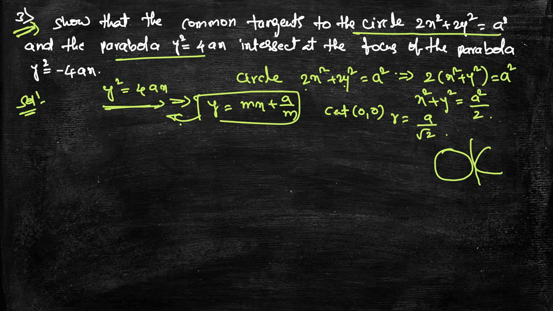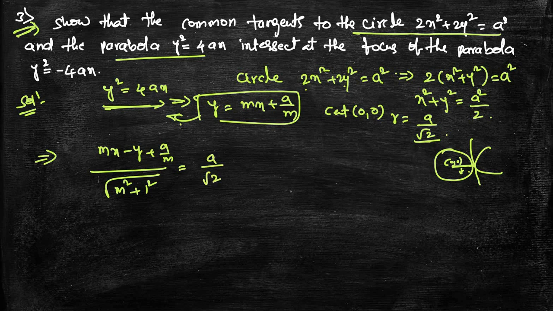Now this is the perpendicular distance from the center 0 comma 0 to the tangent, which equals the radius. The required tangent is y is equal to mx plus c, so y is equal to mx plus a by m. Here it goes inside, so it becomes mx minus y plus a by m divided by under root of m square plus 1, is equal to r. And r is equal to a by root 2.